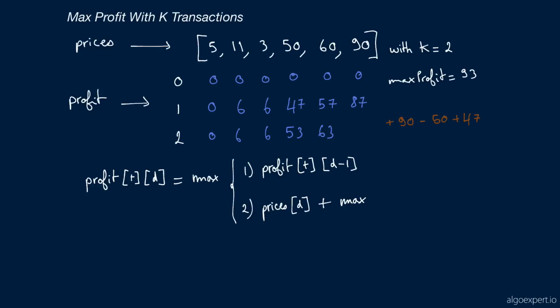let me write it in parentheses. So here I'm kind of writing in pseudo math or pseudocode, the maximum of negative prices of X plus profit of T minus 1 at X, where 0 is less than or equal to X, which is less than or equal to D.